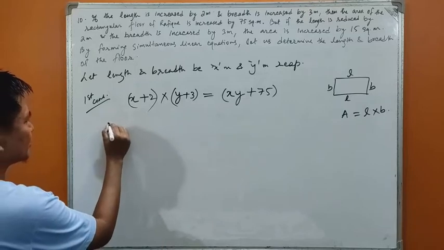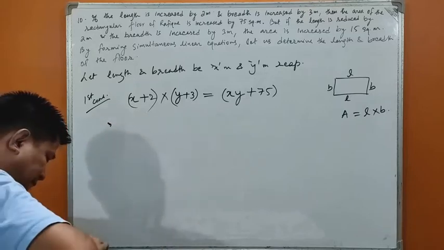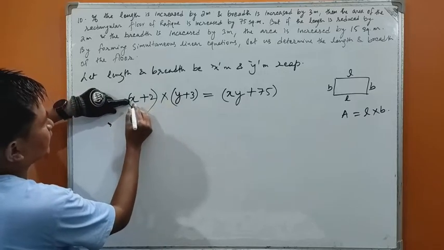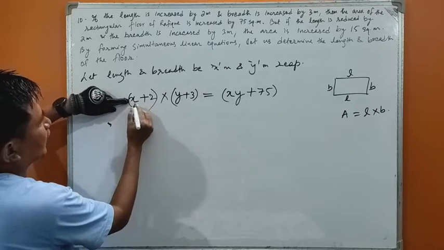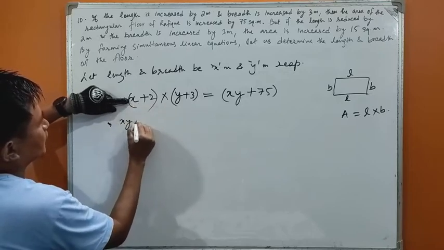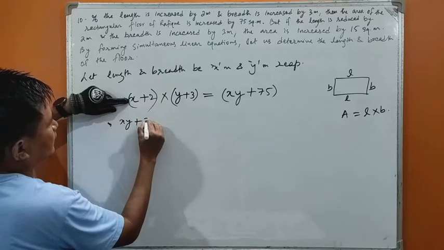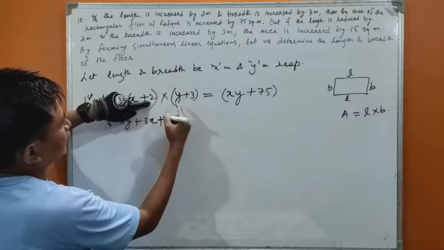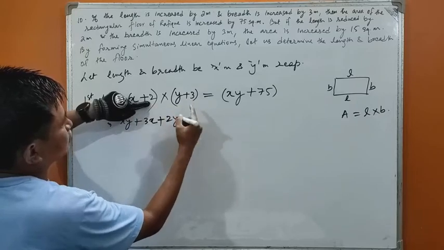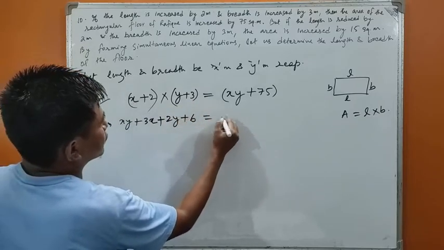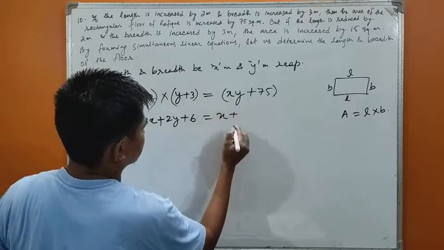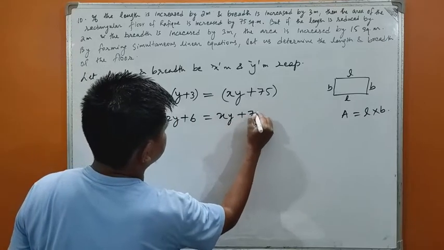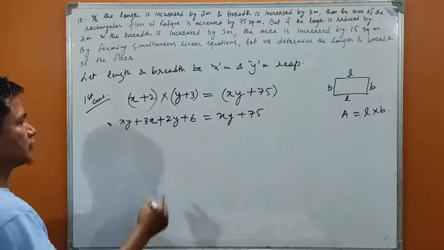Now let us simplify this equation. Okay, we multiply x with y and then with 3. x into y is xy, plus x into 3 is 3x, isn't it? Plus into plus is plus. 2 into y is 2y, plus 2 into 3 is 6, equals to xy plus 75.